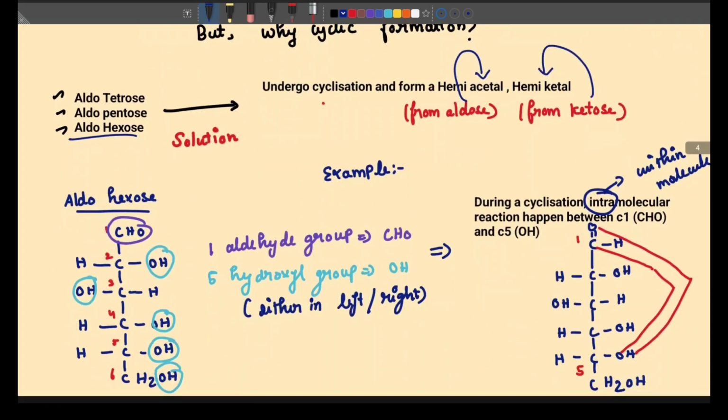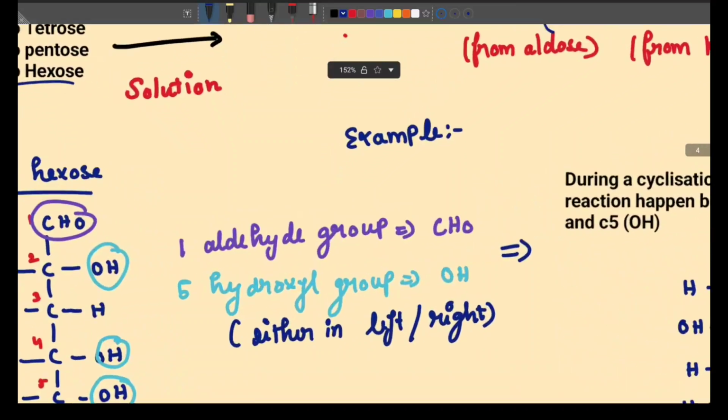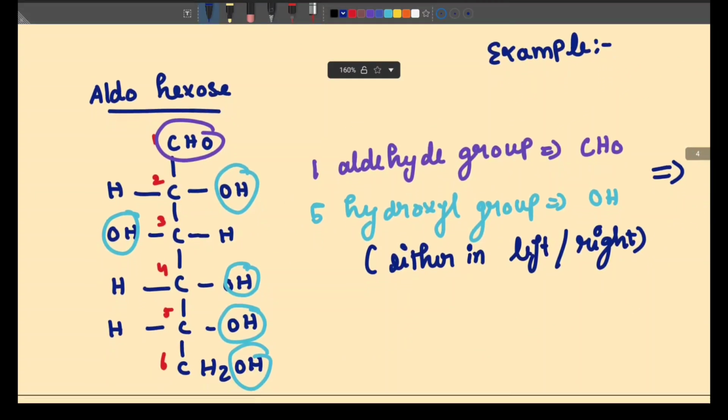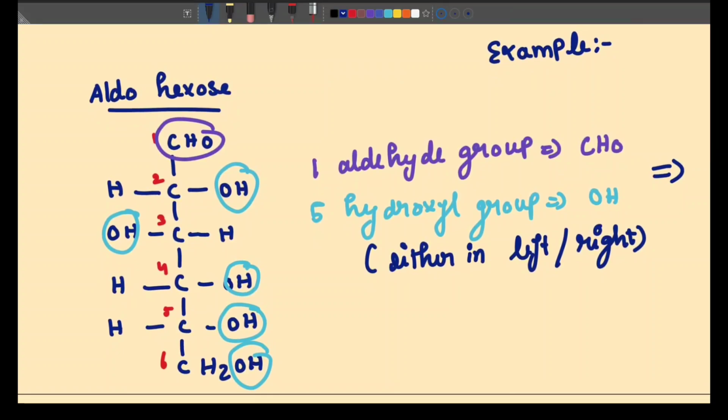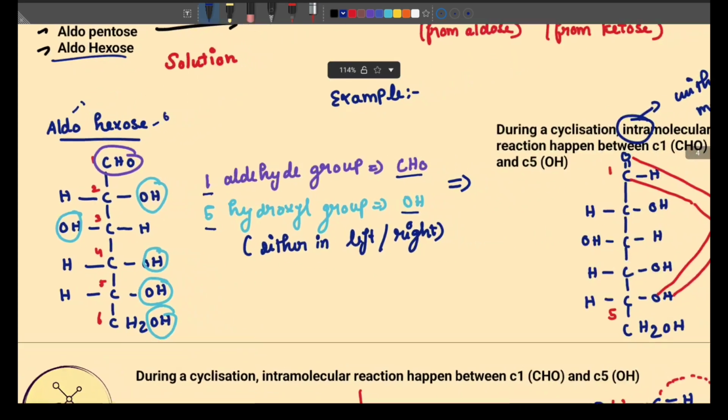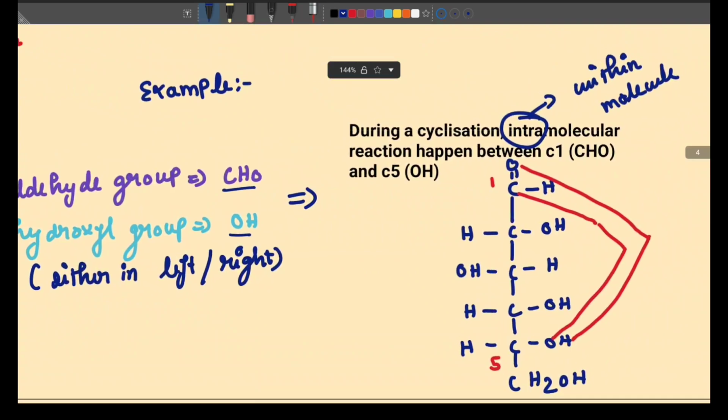Let's take an example. I have taken the same example, glucose, which is an aldohexose. Why am I calling it an aldohexose? Because it is a 6-carbon compound and it has an aldehyde group. As you can see, it has one CHO group and 5 hydroxyl groups, either on the left or right. I have marked all the hydroxyl groups and the aldehyde group. Now let's look at the cyclization reaction.